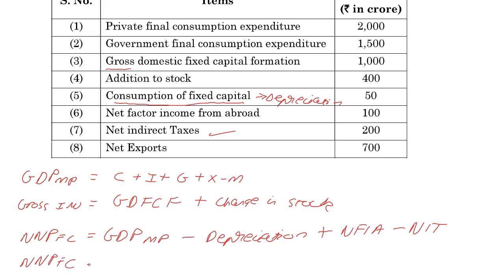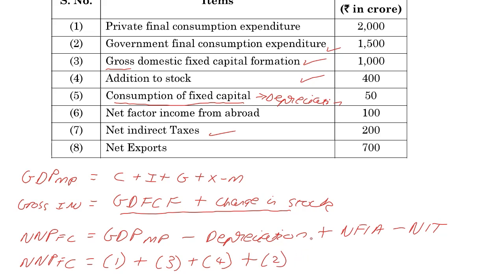So NNPFC is going to be equal to C, which is private final consumption expenditure, plus I, and I consists of both of these things: GDFCF, gross domestic fixed capital formation, and addition to stock. So 1 plus 3 plus 4. Now we look for government expenditure, which is number 2. Then we have to look for X minus M, and we've got net exports over here, so directly we can add 8.